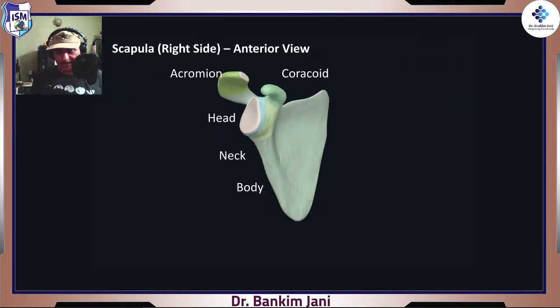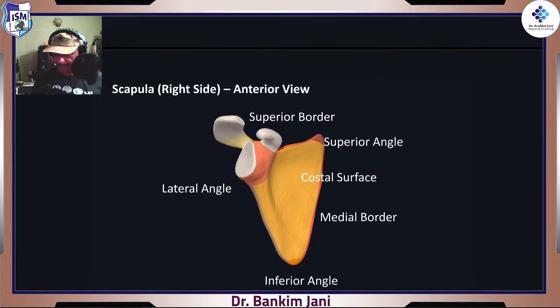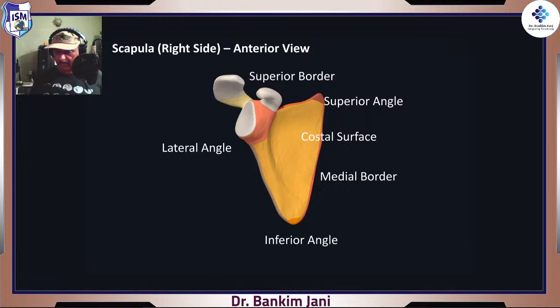The names we already know. Acromion process, right? That's the coracoid process. That's the head. If this is the head, then that would be the neck. And this is the body. Explaining a bit more.